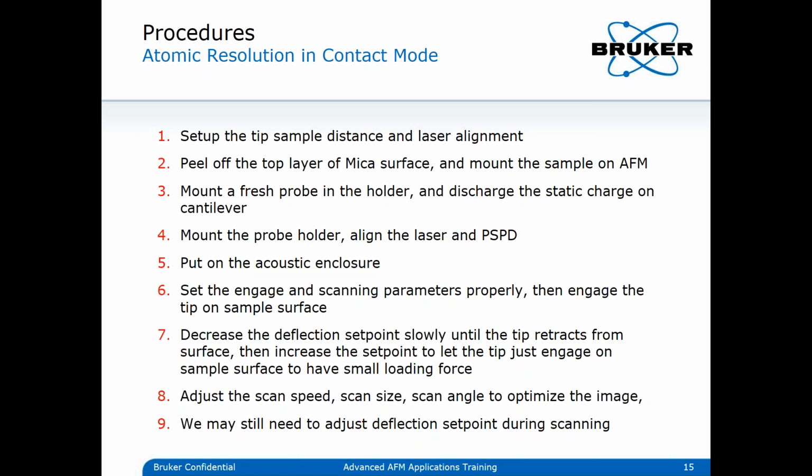As soon as you're on the surface, you decrease the deflection set point slowly until the tip retracts from the surface, and then you would increase the set point again to let the tip just engage on the sample and to have a minimum of loading force so that you are not wearing off your tip or your surface. Then you adjust the scan speed, scan size, and scan angle to optimize your image. Again, in the case of contact mode, the scan angle to be optimized will be 90 degrees for the friction. And then you might still need to adjust your deflection set point after a while during scanning, because there might be a slight change in there.